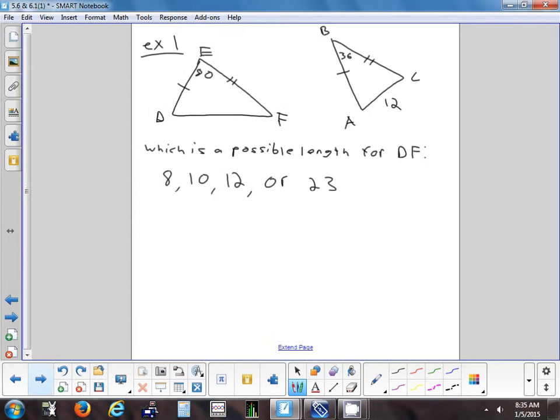All right. Let's look at an example. First thing you want to do when you look at it is decide, does the Hinge theorem even apply here? And it does. How do I know? I've got two pairs of congruent sides. DE and AB match, EF and BC match. So we can use the Hinge theorem.